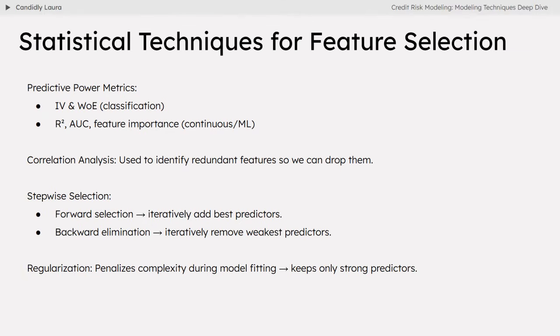Furthermore, your exploratory data analysis would also inform you which features may be predictive. With that out of the way, now let's get into some statistical techniques for feature selection. A common technique is to compute predictive power metrics for each feature and to keep only the top features with the highest values in these metrics. For classification models which have distinct outcomes, like default or no default, we can calculate information value and weight of evidence. For continuous models, like loss rates, we can use R-squared, AUC, or other feature importance scores.